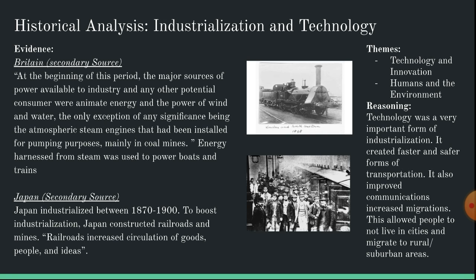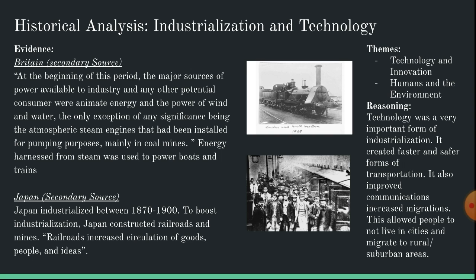Technological advancements were one of the results of the Industrial Revolution. One of these advancements is transportation technology, which allowed for faster and safer forms of travel and communication. For example, the secondary source evidence about Britain from the British Broadcasting Channel explains how the development of steam engines were used to power boats and trains.